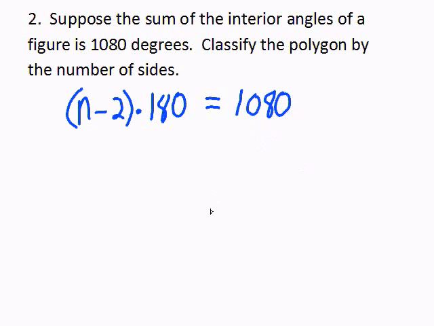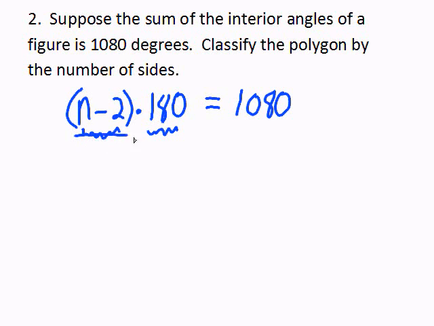Now there's a couple ways you can think about this. You can solve it out like you normally would, or we can just do the reverse. We took the number of sides and we subtracted 2 and multiplied by 180, and that gave us 1080. When we do the opposite of that, we can take 1080, divide by 180, and then add 2, and that will give us the number of sides. So that's really the non-mathy way.